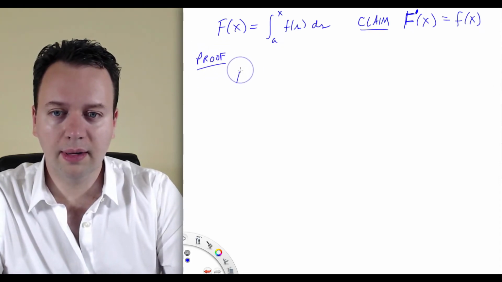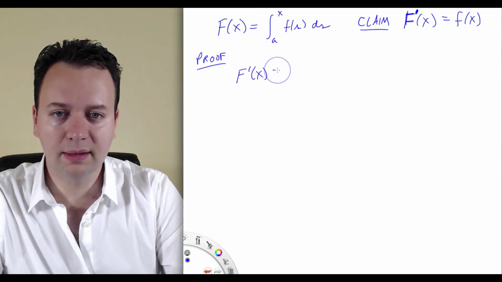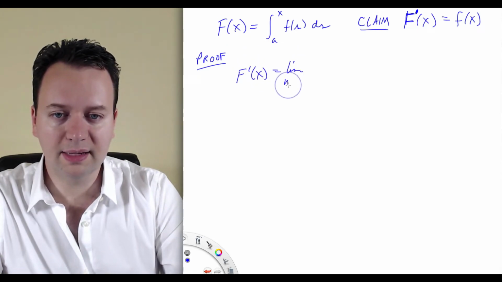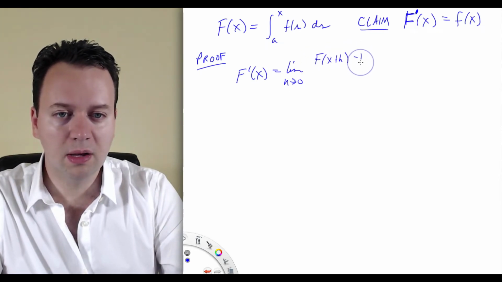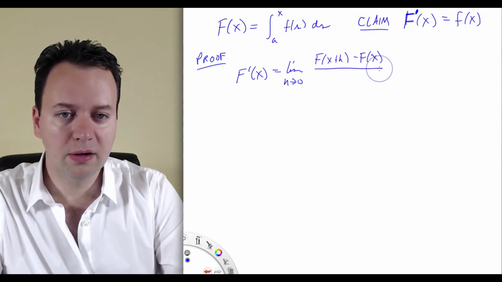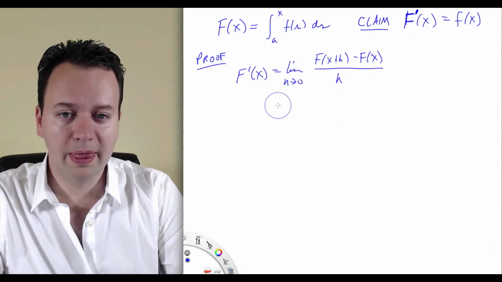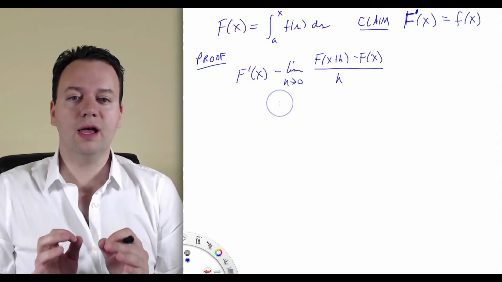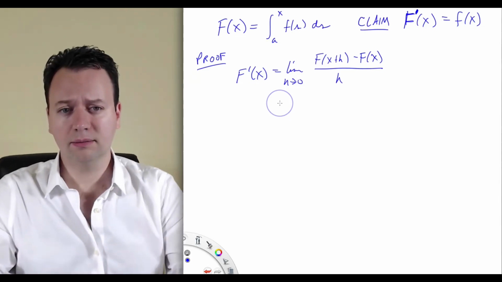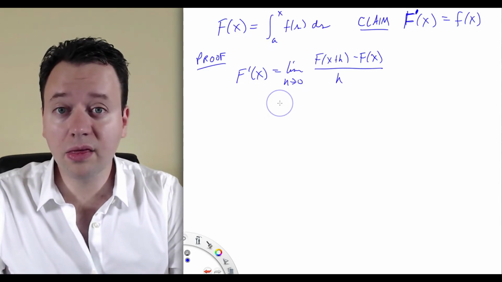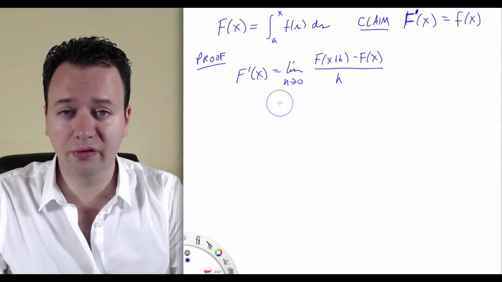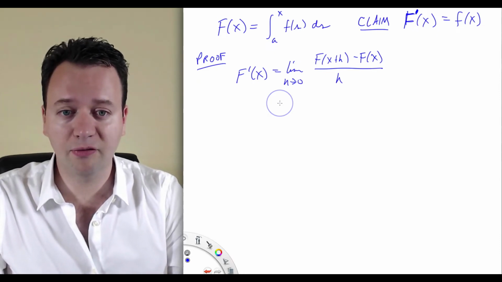So capital F prime of x is the limit as h goes to 0 of capital F of x plus h minus capital F of x, divided by h. Old friends, right? So we're just going to use the definition for capital F of x in the limit definition of the derivative to compute capital F prime of x.